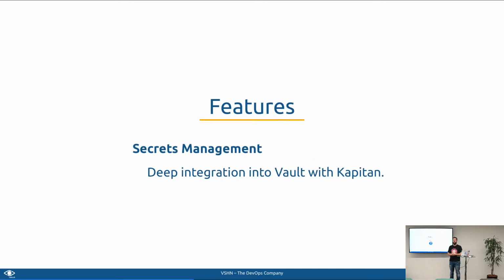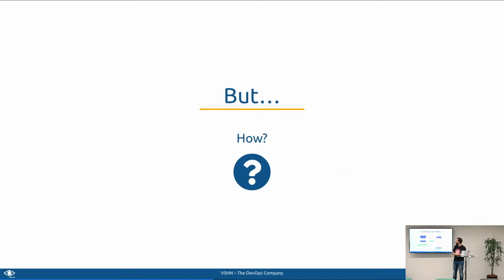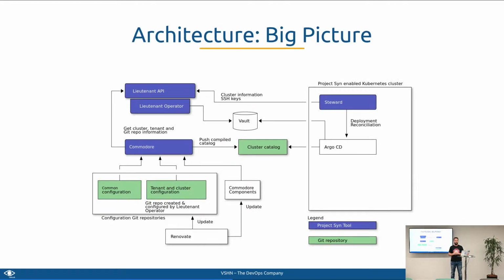But how does this all work? That was a lot of buzzwords and a feature introduction, and I'm sure you want to know how it actually works and what it looks like in practice. So here is an architecture picture, which you can also find online if you want to study it in detail. Important is that the blue boxes on this diagram are tools which are developed in Project Syn. The green boxes are Git repositories which store different kinds of information, and the white boxes are upstream tools which are in use here.